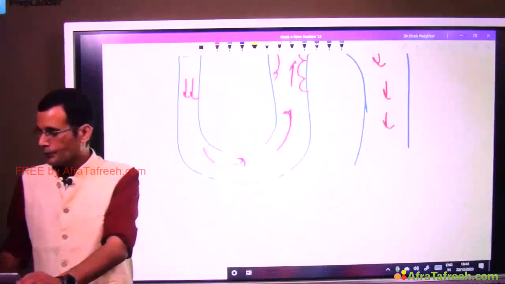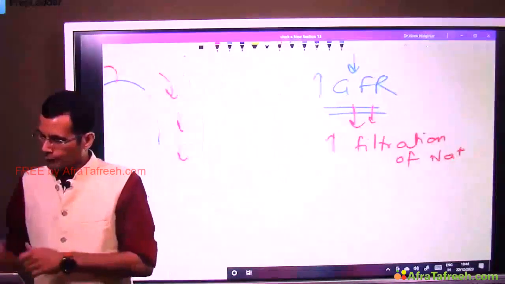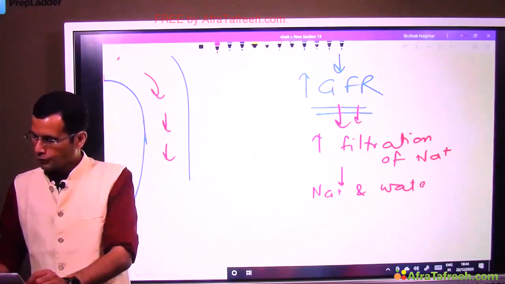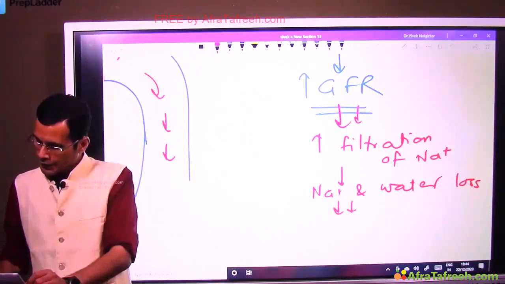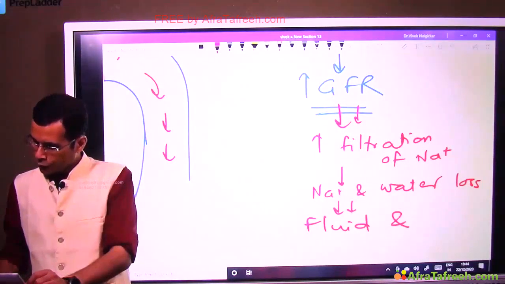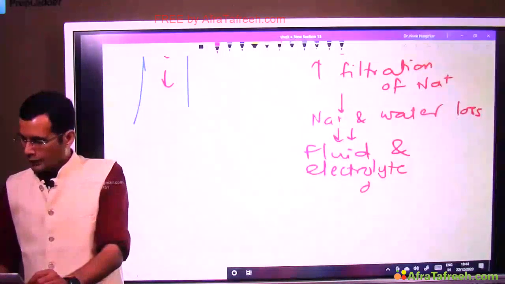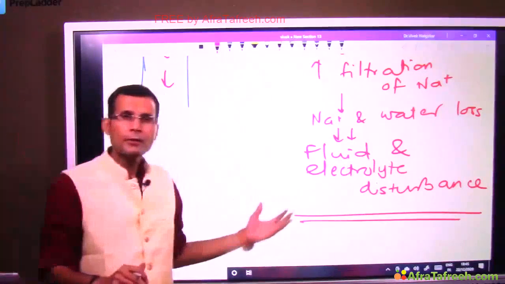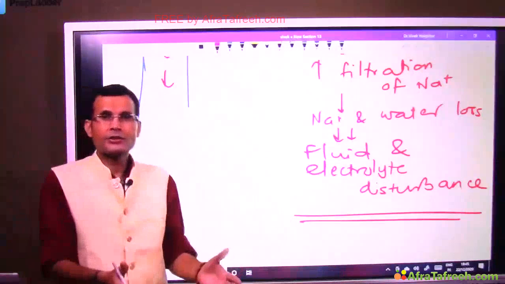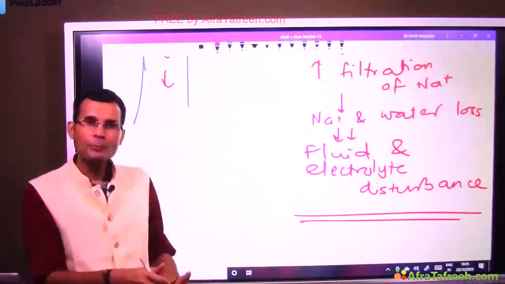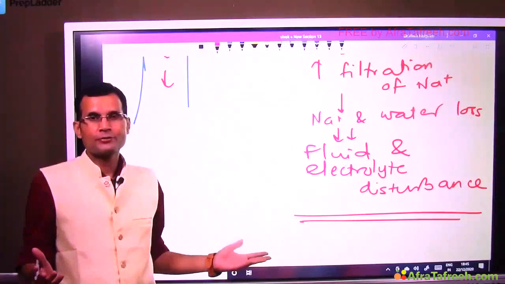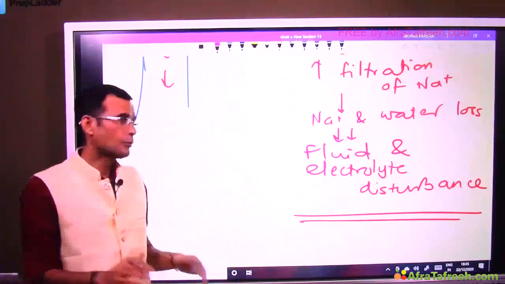Yes, there is a possibility of sodium loss, water loss, and resulting in fluid and electrolyte abnormality or disturbance. Can you imagine this? Why did I say it's a very important feedback mechanism? Because just by change of posture and change of blood pressure, if this were to happen, we could not survive. It will be a complete disaster for the body.